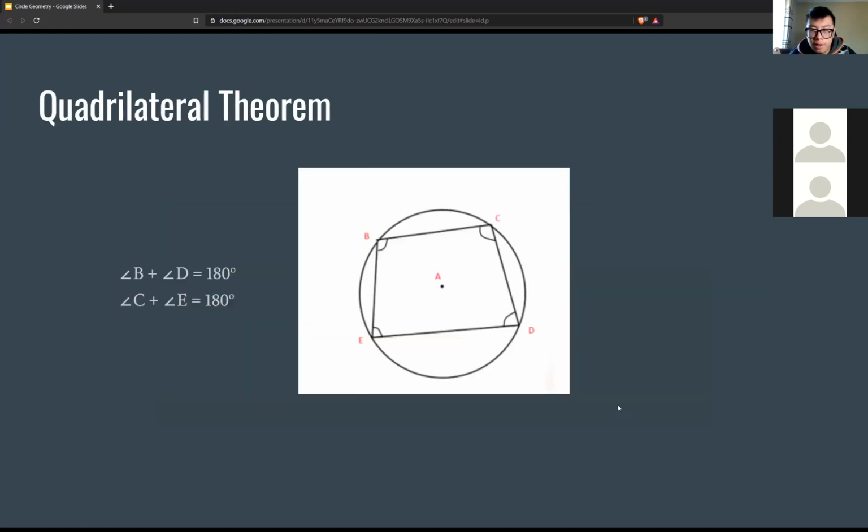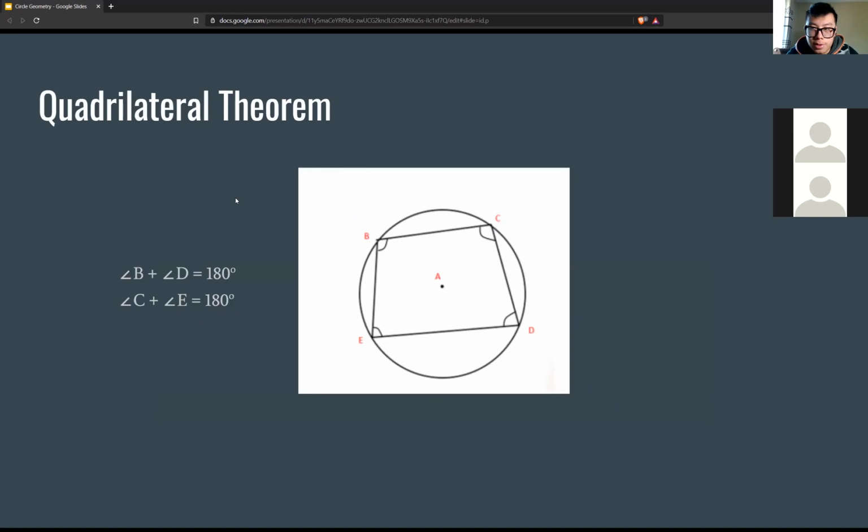So that's the inscribed angles here. Now we have the quadrilateral theorem. This quadrilateral has to be inscribed in the circle. That means its vertices, so like the points right here, B, C, D, E, they have to be touching the circumference of the circle.